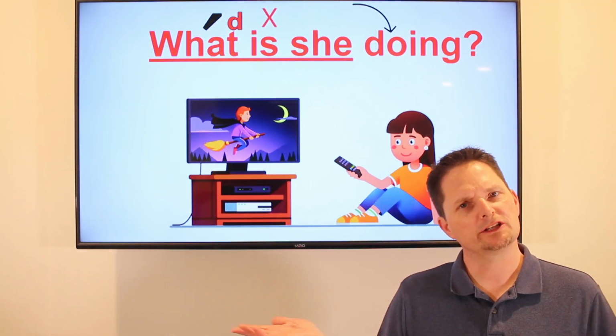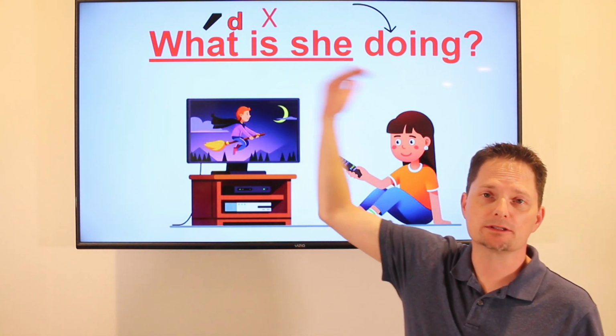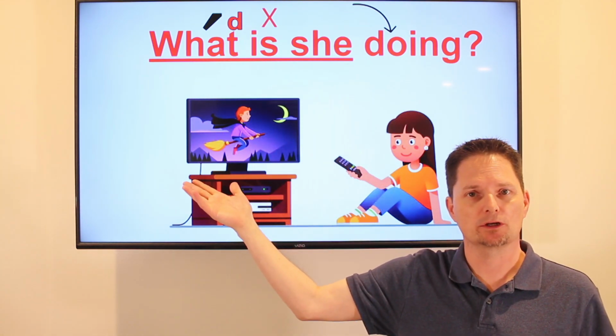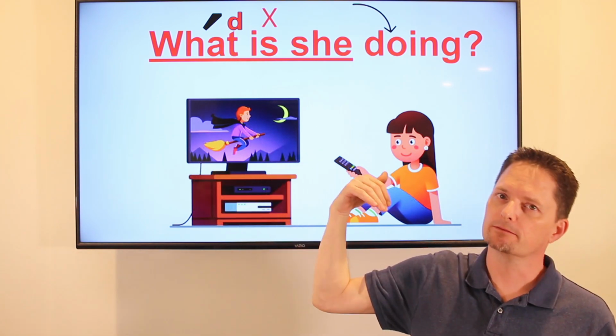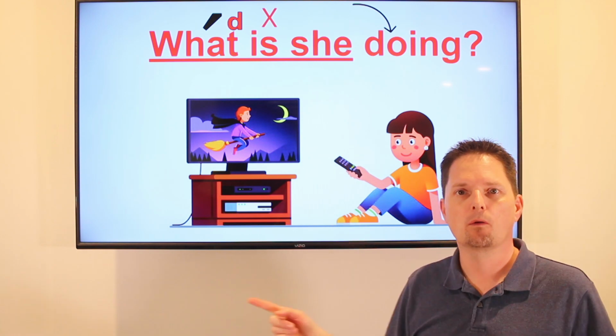Example, what is she doing? Intonation goes down at the end. It's an information question. What is she doing? We stress important words. What? Doing. What is she doing?